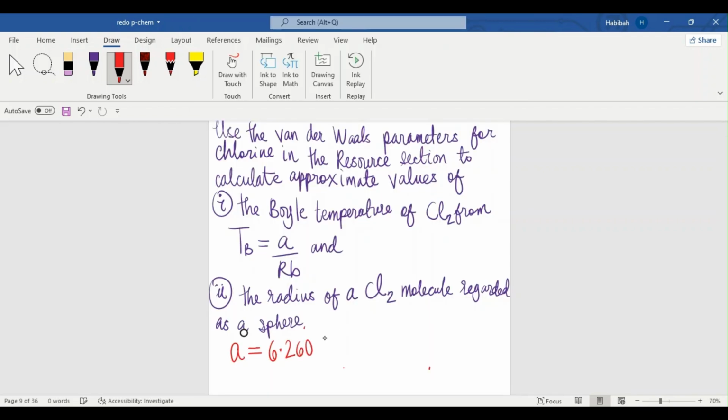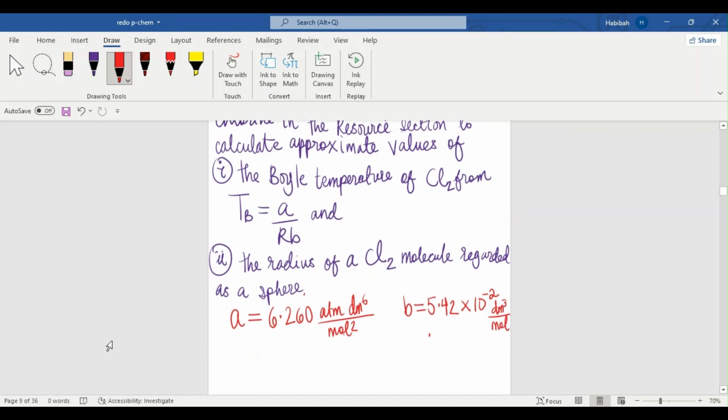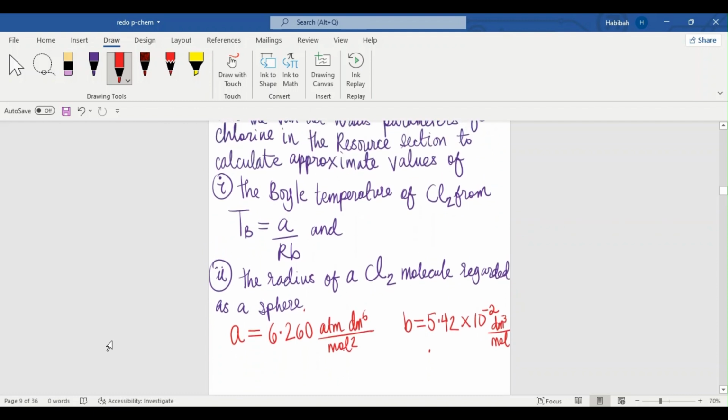6.260 atmosphere dm6 divided by mole squared. And then the value for B equals 5.42 times 10 raised to the power of negative 2 dm cubed per mole. Yeah, those are the values that we're supposed to use.